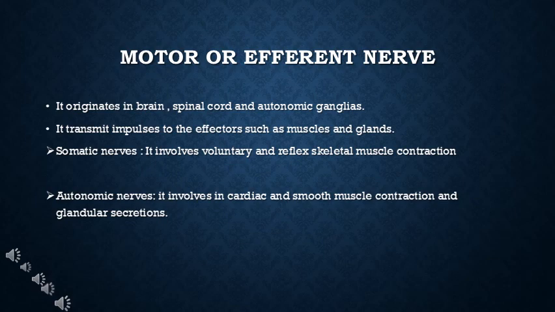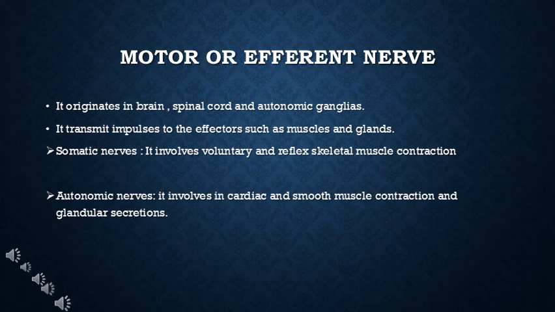So it is going to take the effector response from the mixed nerve that is coming from the brain to the body, to the effectors. That may be muscles, that could be a gland. There are two types of the nerves. First one is the somatic nerve, and the second one is the autonomic nerve.